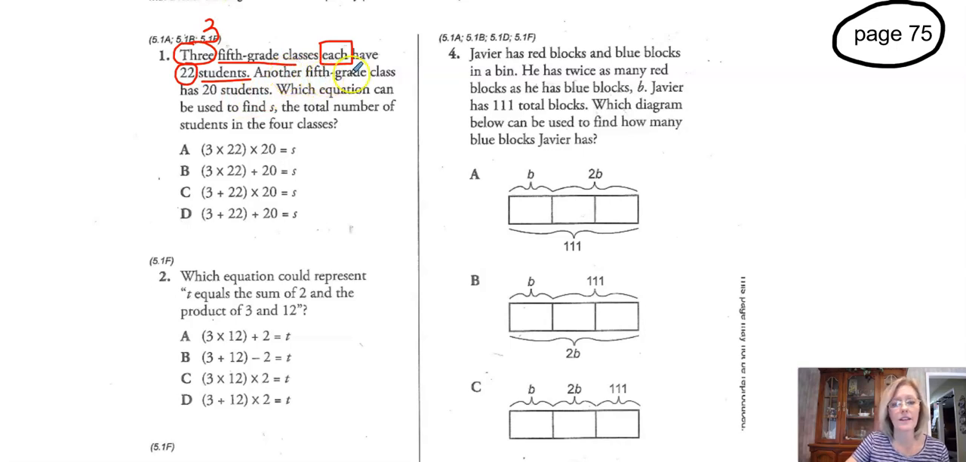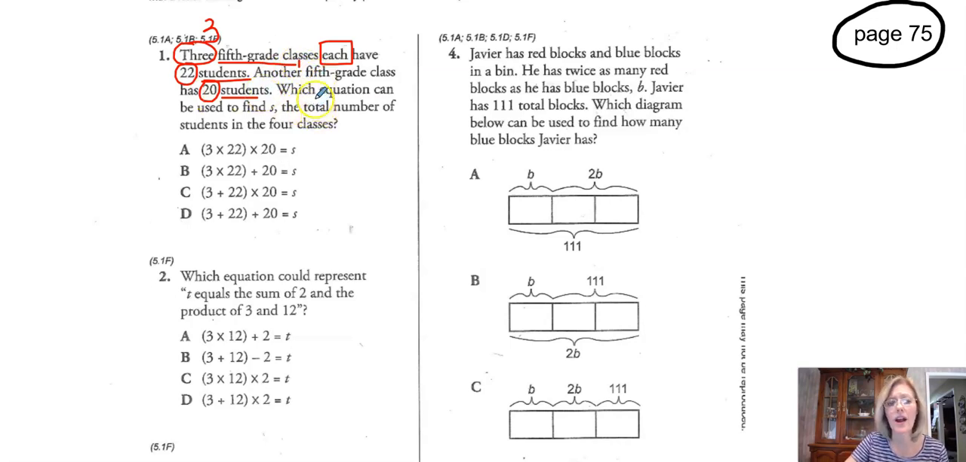Another fifth grade class has 20 students. So this class has a little bit less than the others, and it only has 20 students, and it says another. So that just means one. So we have 3 that have 22 and 1 fifth grade class, and I could even say, oh, that's a 1 right there. One fifth grade class has 20 students.